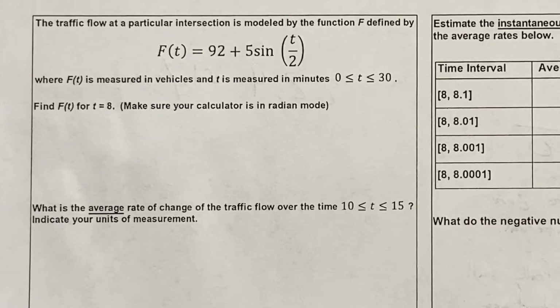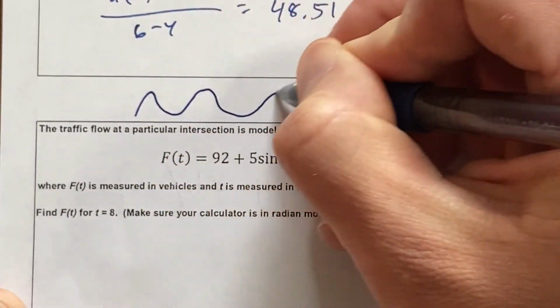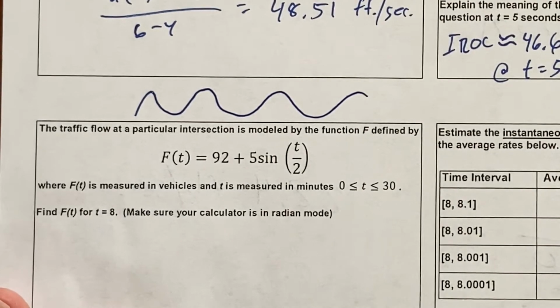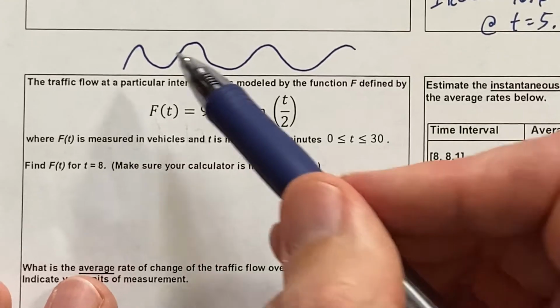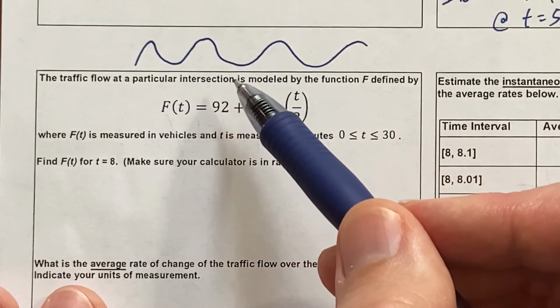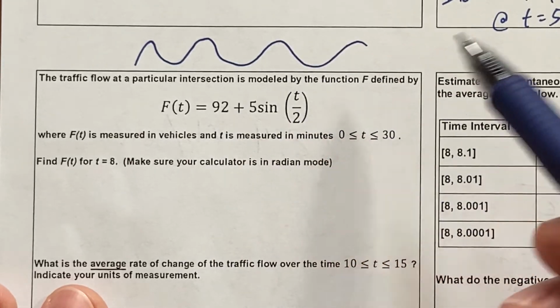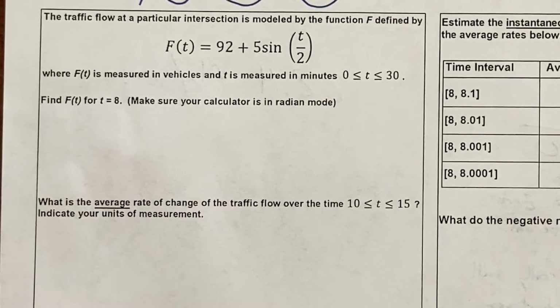The traffic flow at a particular intersection is modeled by the function f, defined by all of that kind of stuff. So we got traffic flow at an intersection defined by this sine function. So remember sine? Whee, go something like that. And we've done some transformations to it. But the idea is that traffic is sometimes going faster, sometimes going slower. That's why the sine function is good for this, to represent traffic flow. All right.